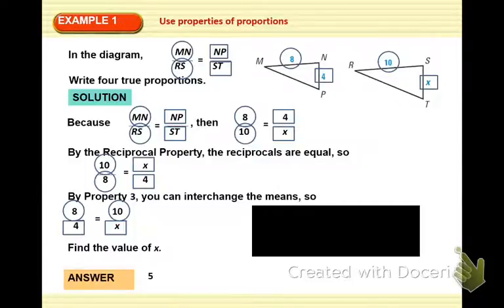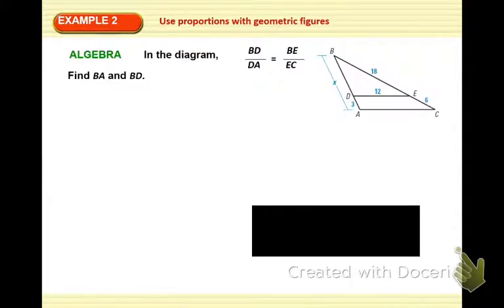Example 2. In the diagram, BD is to DA as BE is to EC. That's a proportion. We've got numbers for AD, BE, and EC. We don't have a number for BD. How could I represent BD if the whole side BA is X? What expression could I use to set BD equal to?